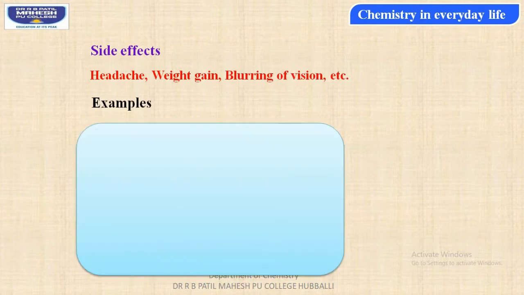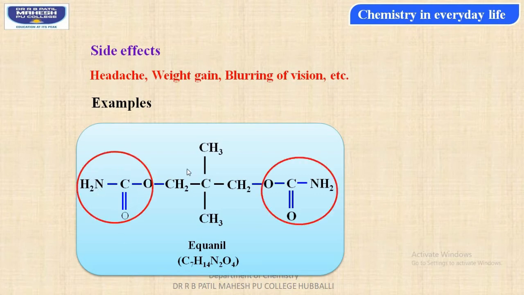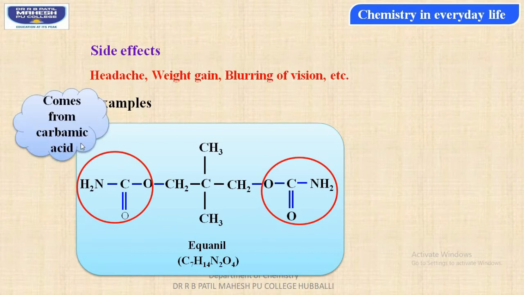The first example student is the e-Gyan. In this molecule, the molecular formula is C7H14N2O4. The structure of the molecule is given, and from this structure students, the O=C-NH2 on either side of the molecule is obtained from carbamic acid. And what is the carbamic acid structure? It is NH2COOH. So students, we get e-Gyan by using the carbamic acid.